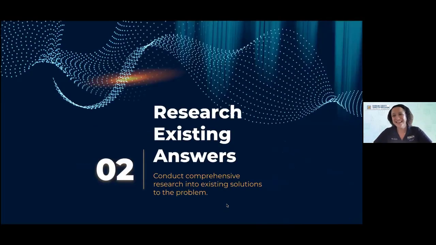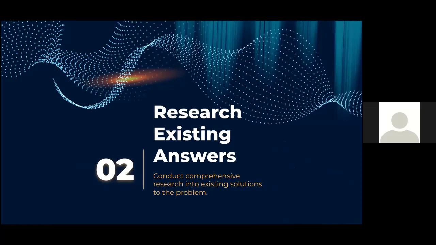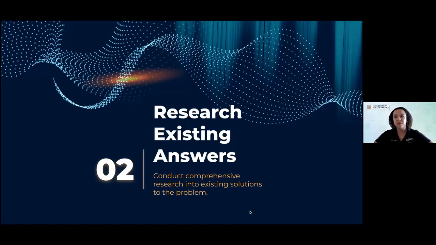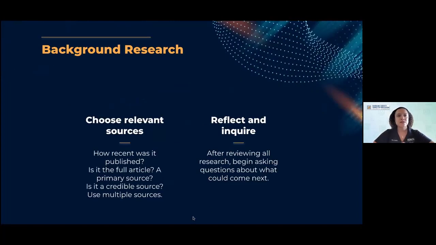The next component is going to be researching existing answers. So once you get into that line where, okay, we're really excited about cleaning plastic out of the ocean, or we're really excited about, I had a student talk to me this week about cleaning his dog faster, right? Once you have an idea where this is something they're excited about, conduct comprehensive research into that existing solution. What already has been done? Because if you're doing an experiment on a variable that's already been tested, you're not going to get a unique outcome. So to do your background research, you want to choose relevant sources.